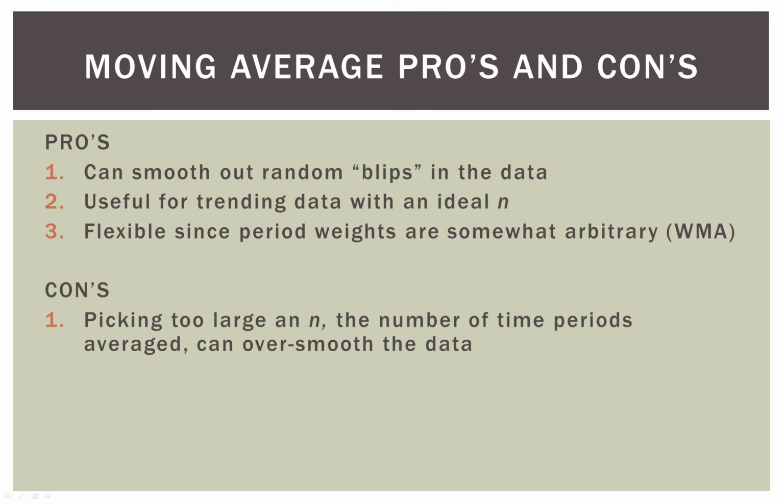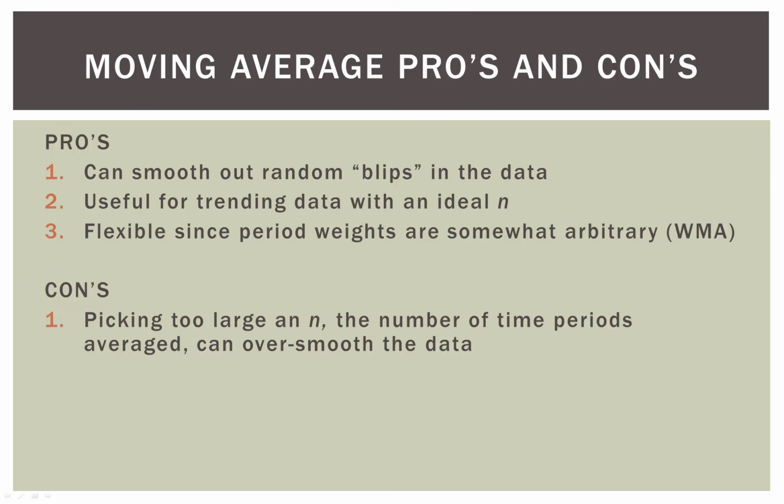Now for the cons. If we pick too large of an N, which is the number of time periods or years we're going to average, we can end up over-smoothing the data. If you remember our Apple graph, the 200-day moving average was almost flat as a pancake. It had a slight trend upward, but it was very, very flat. That's because it has a very, very large N.